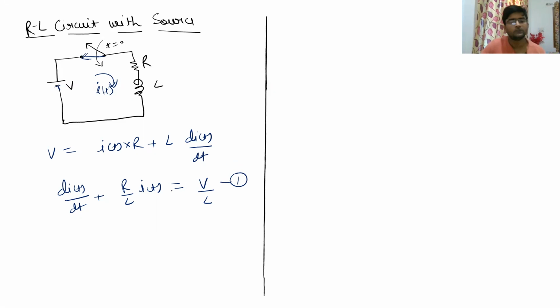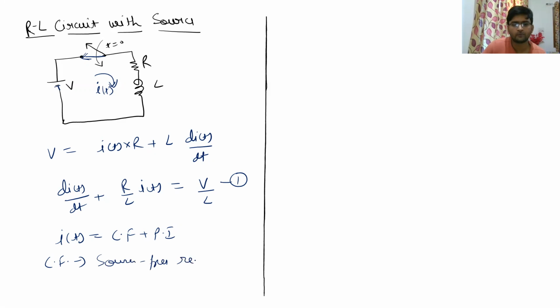Now, for a differential equation like this, as you must have already studied in mathematics, a differential equation of this kind will have a solution in the form of CF plus PI. CF is your complementary function and PI is your particular integral. The complementary function CF is nothing but what is called the source free response, or the transient response of any circuit. So this is basically your source free response, or it is also called a transient response.